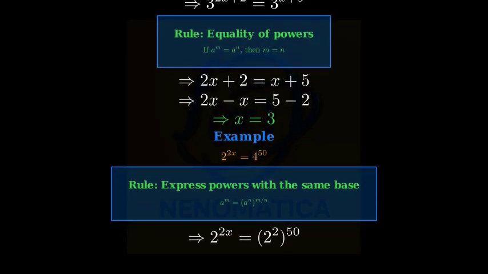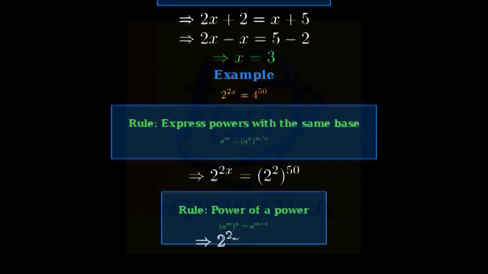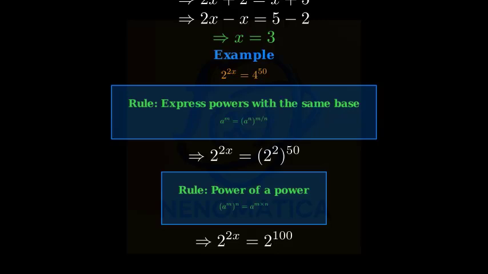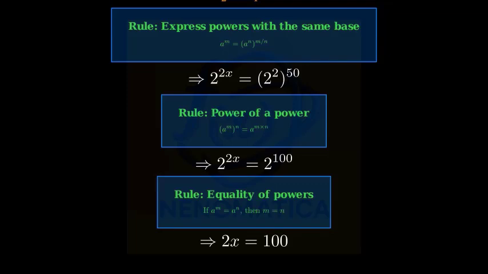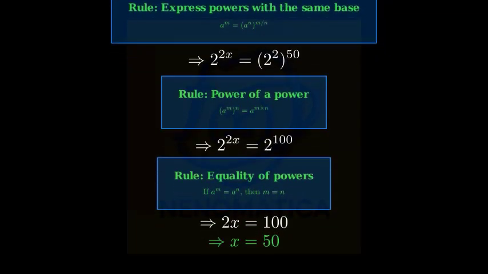Since 4 equals 2 squared, we can rewrite this. Next, we use the power of a power rule to simplify the right side of our equation. Since both sides have the same base, we can equate the exponents. Solving for x, we divide both sides by 2.